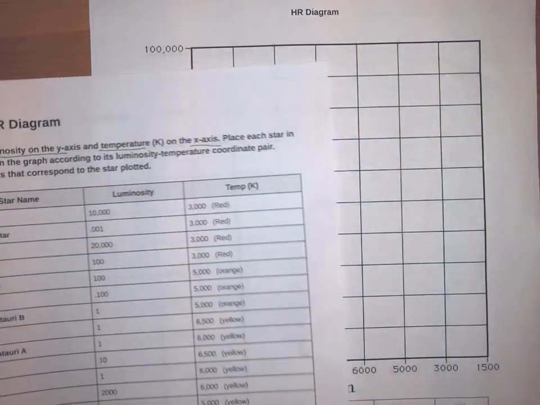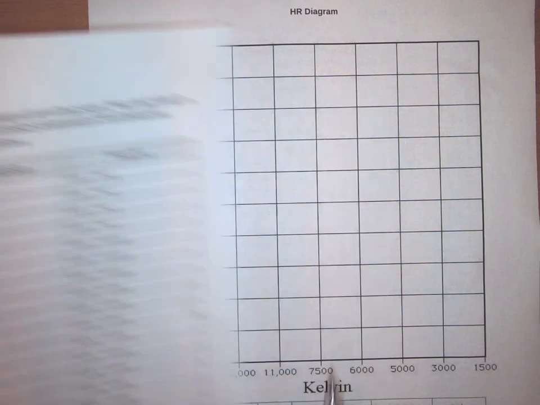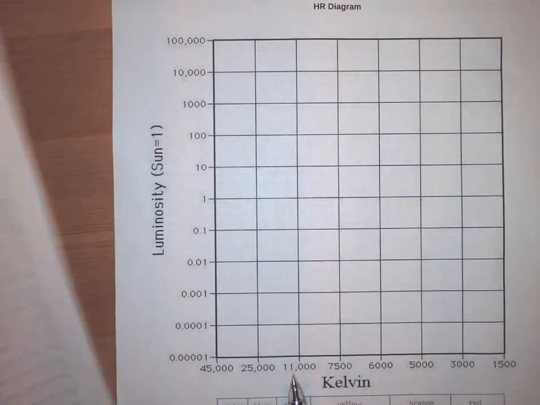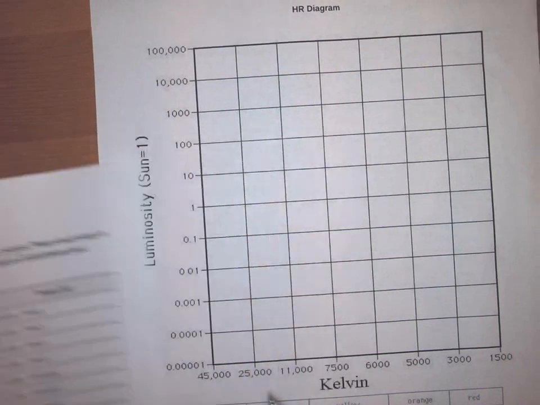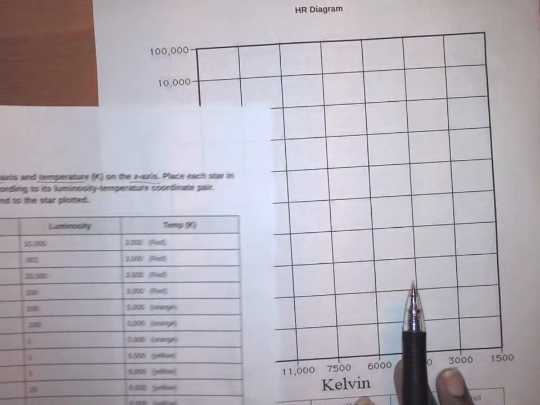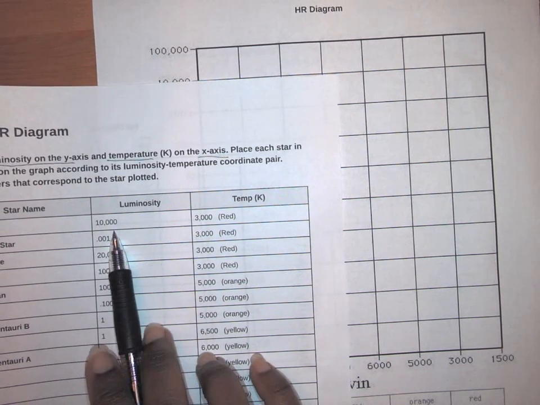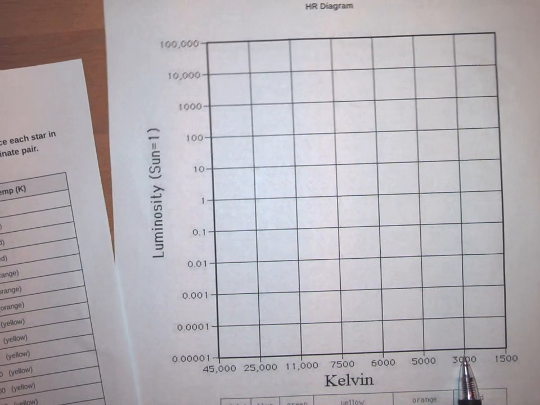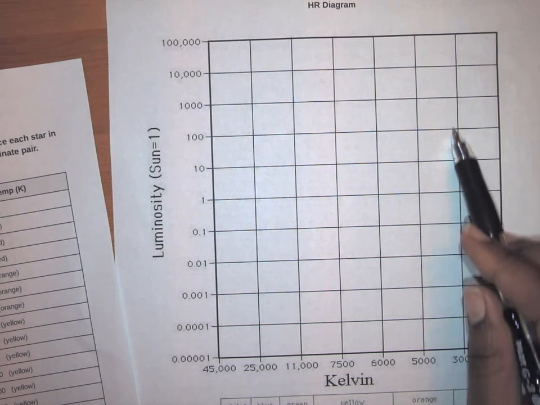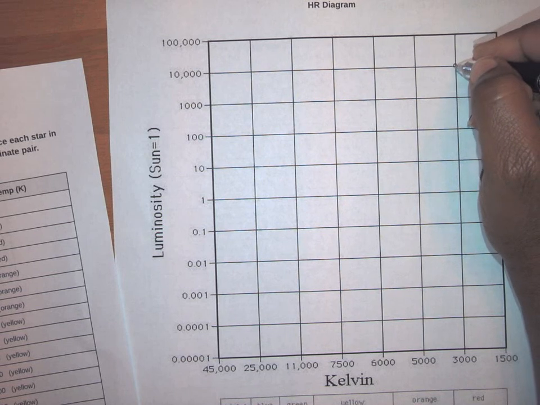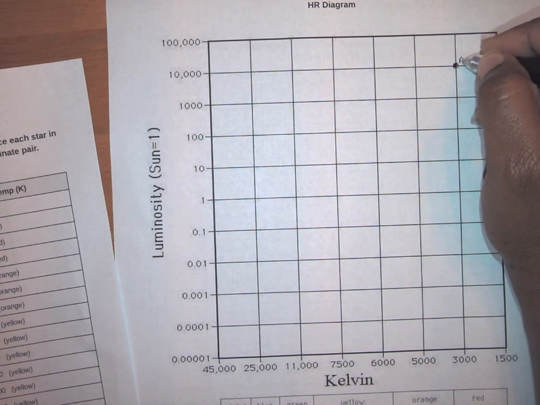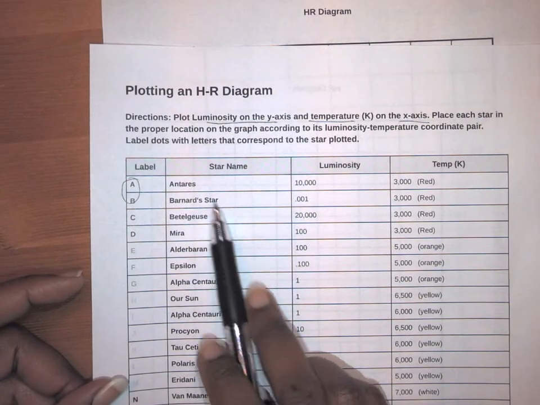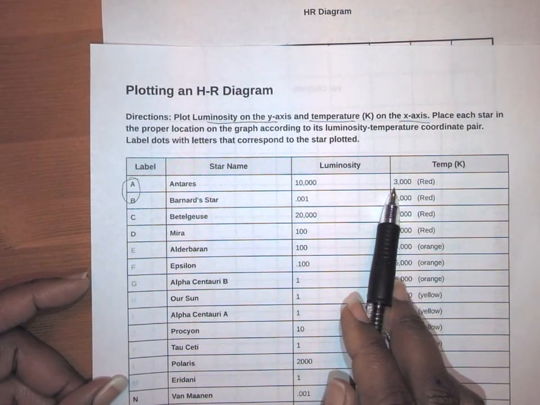So what I need to do is, remember, this is going to go on my x-axis. The x-axis is the horizontal. You see how it says Kelvin here? And the 10,000 will be on my y-axis. All right, so I need to find 3,000 comma 10,000. So I'm going to start here. Found 3,000, and then I'm going to go up to 10,000, and that will be my first dot here, and I'm going to label that A. So I just plotted this first star, Antares, here.